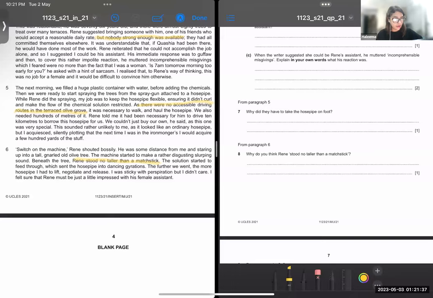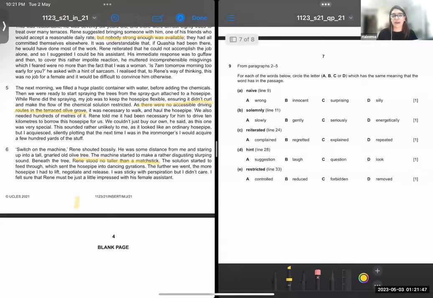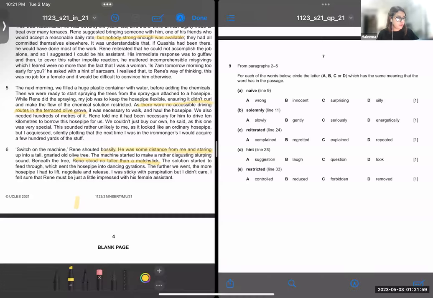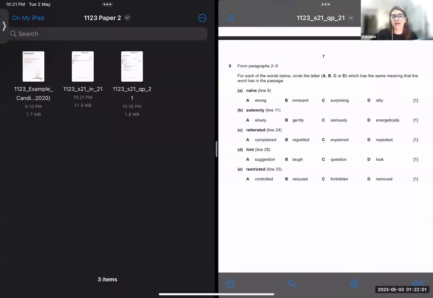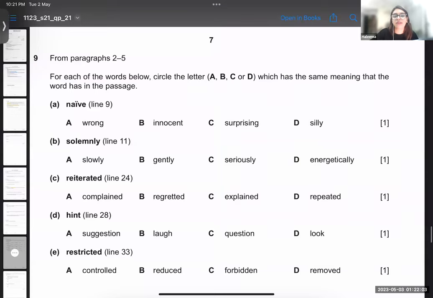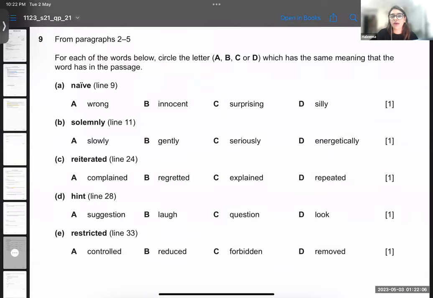All right. Now, question number 9, this is from paragraph 2 to 5. And this is where a lot of students have the greatest concern, because this is a very important section in terms of vocabulary, because this is where context plays a huge role. All right. So when you are talking about questions and the word in terms of their meanings, you have to keep in mind that this has to be in terms of the context.